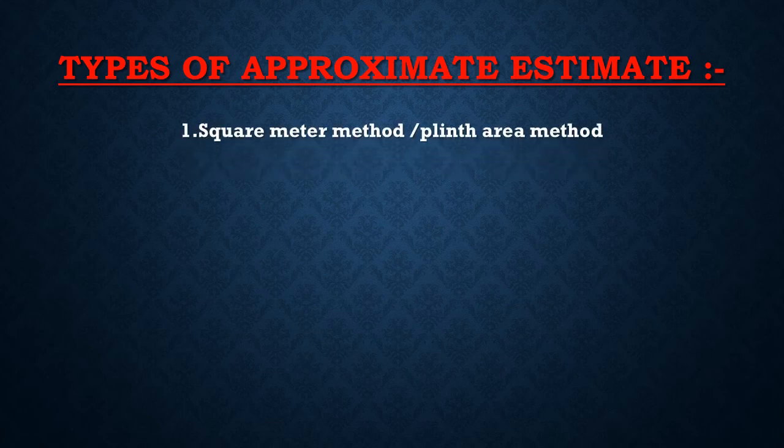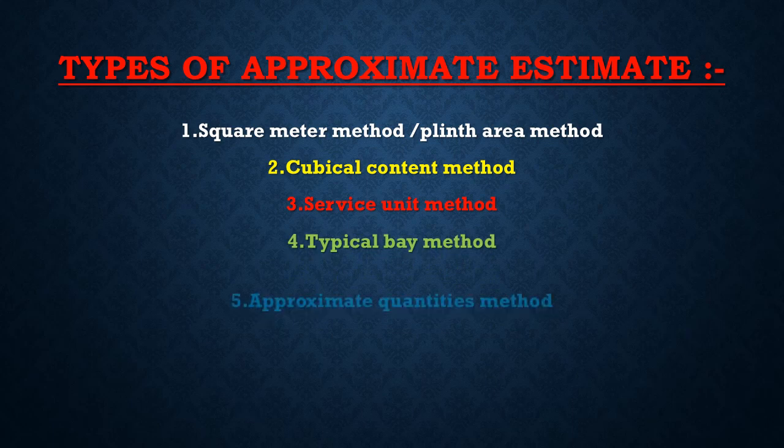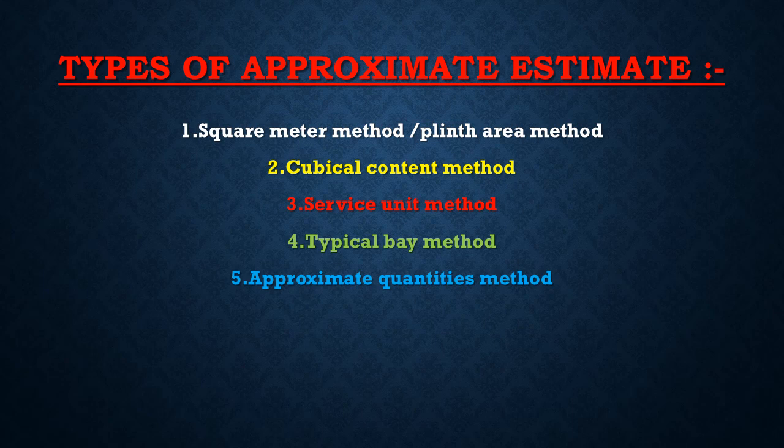So the first one will be the plinth area method or square meter method. Second one, cubical content method. Third one will be the service unit method. Fourth, typical bay method, and the last one will be the approximate quantity method. So basically, as the name suggests, for different kinds of situations different methods are used. We will discuss them one by one in detail.